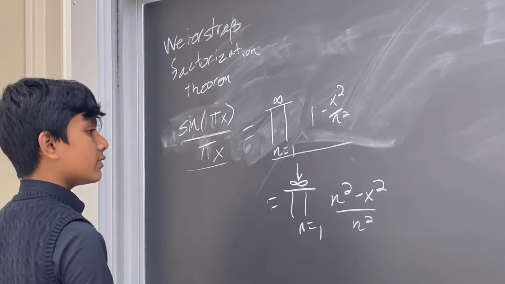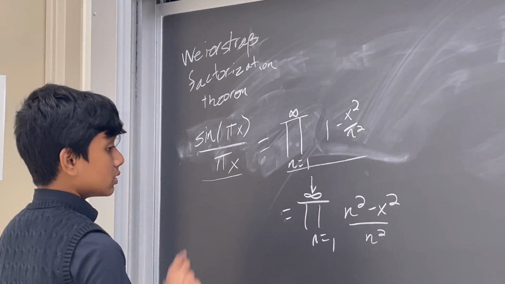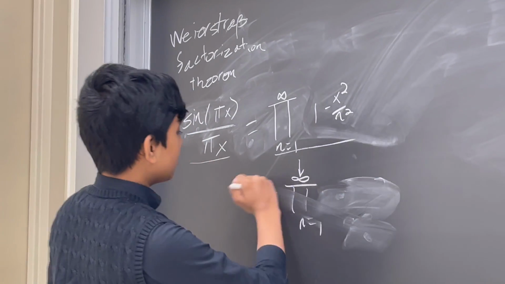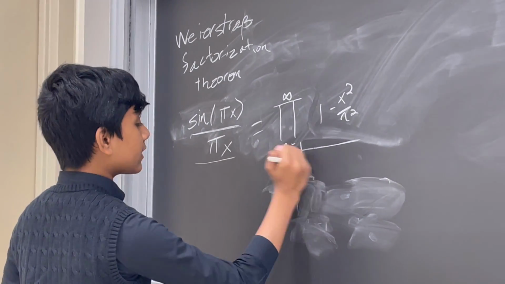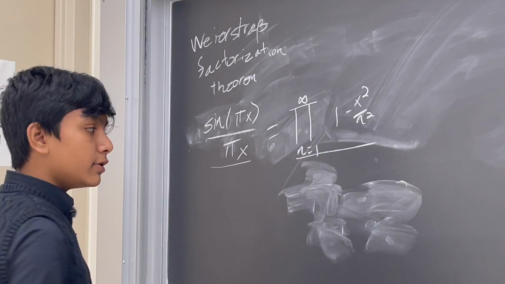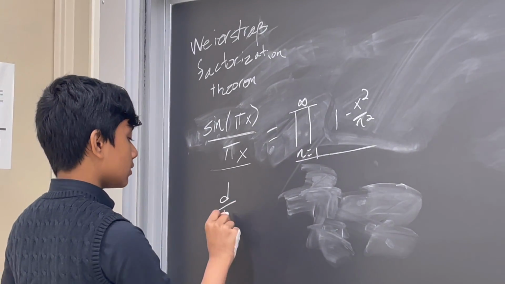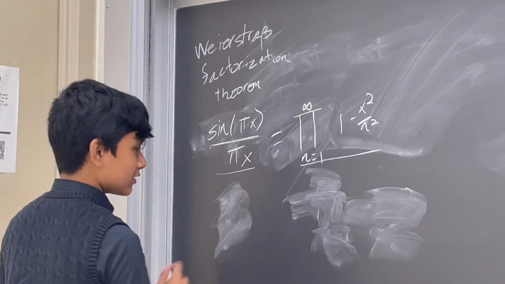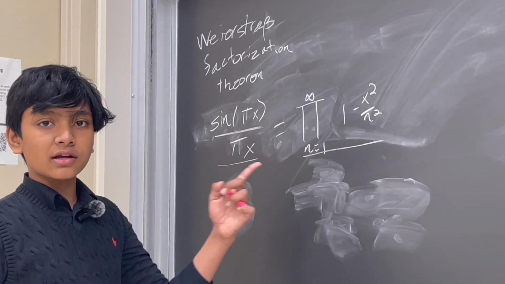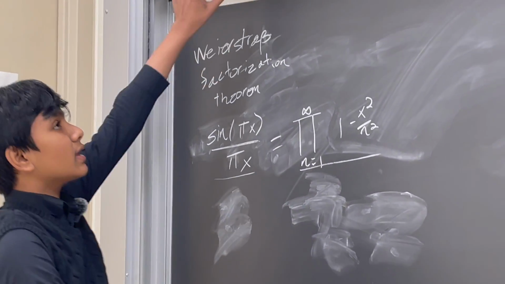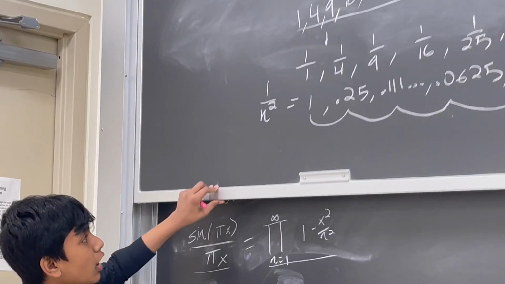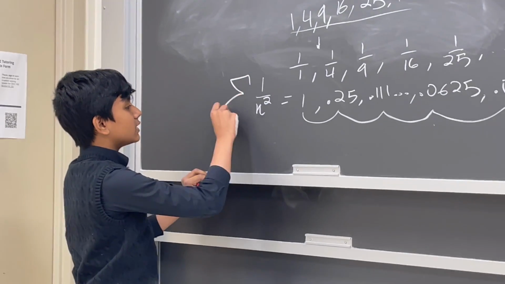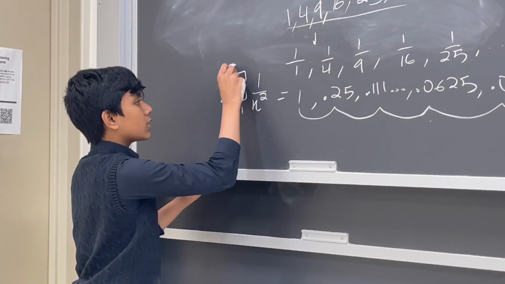And then we have sine, oh wait, no, we don't actually have to do that. And then we have sine of pi x over pi x. So first thing we do is differentiate that. Wait, no, that's not the first thing we do. Infinite products are notoriously hard to deal with. And besides, the thing we were talking about earlier was the infinite sum, not the infinite product.